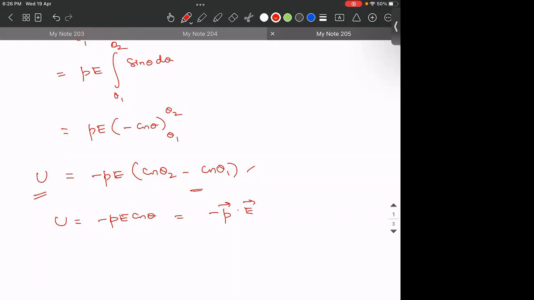So when you have P vector cross E vector, it is going to give you the torque. When you have P vector dot E vector, it is going to give you the electrostatic potential energy.